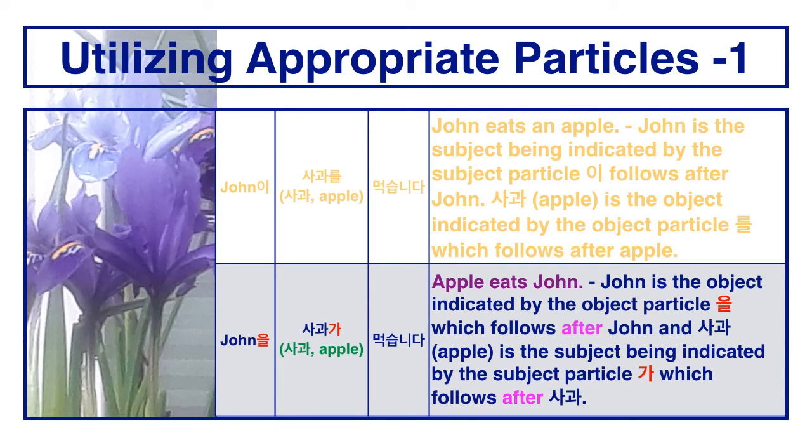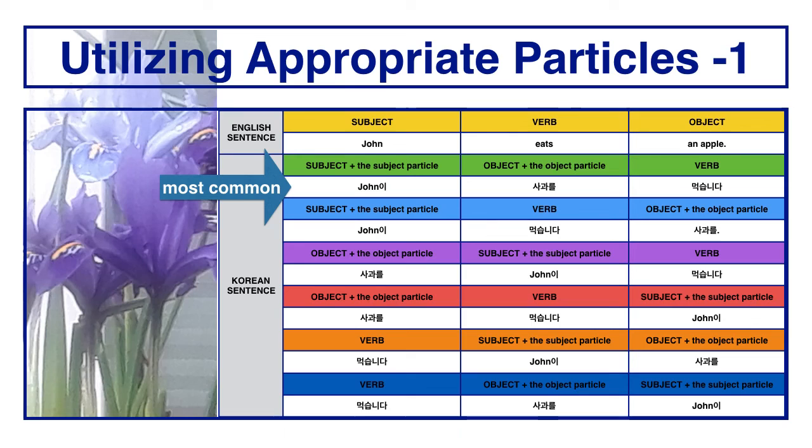If you change the particles as John을 사과가 먹습니다, that means apple eats John. Then John is the object indicated by the object particle 을, and 사과 is the subject being indicated by the subject particle 가. Please remember that these particles are followed after nouns, so we call them as postpositions too.